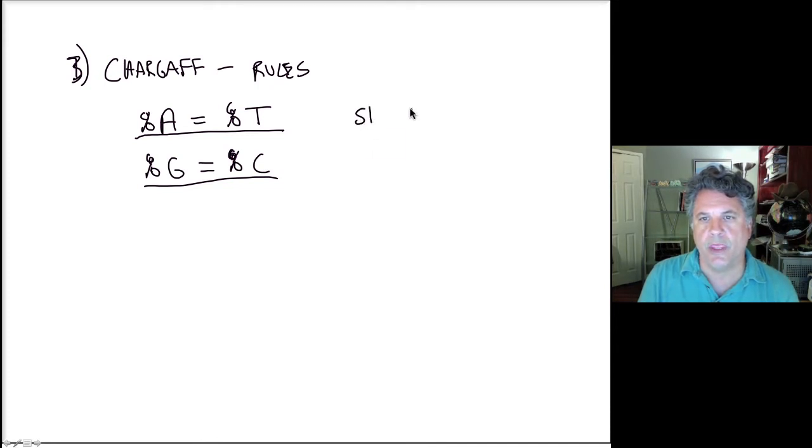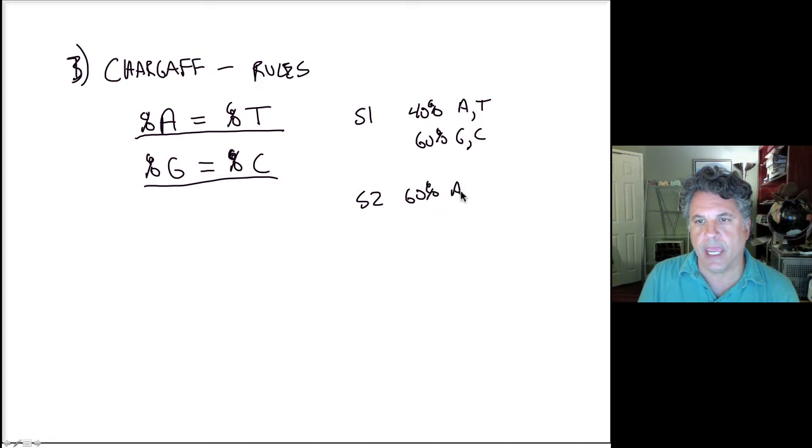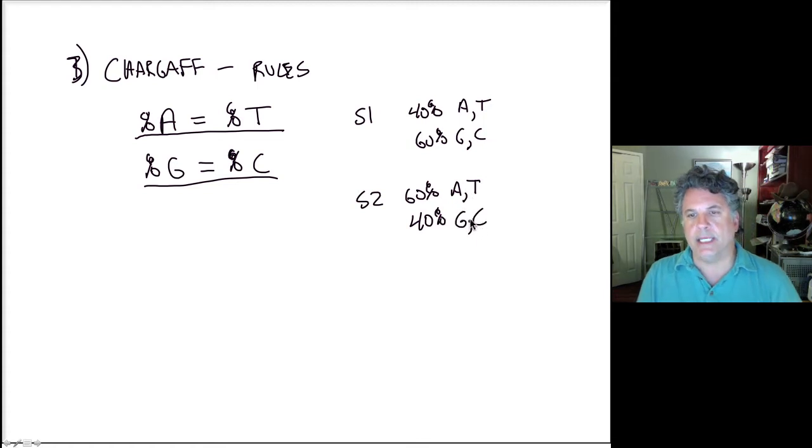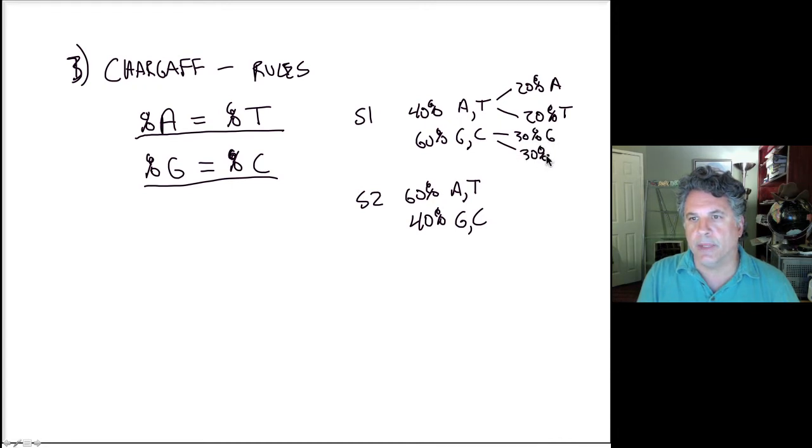You might have species one here with 40% A and T and 60% G and C. And species two might have, let's say, the reverse of that, 60% A and T and 40% G and C. But within those species, the AT content was equivalent and the GC content was equivalent. So in this case, we would have 20% of the nitrogenous bases being A and 20% being T. And here we would have 30% being G and 30% being C. And here those numbers would be reversed. So they had access to Chargaff's rules.